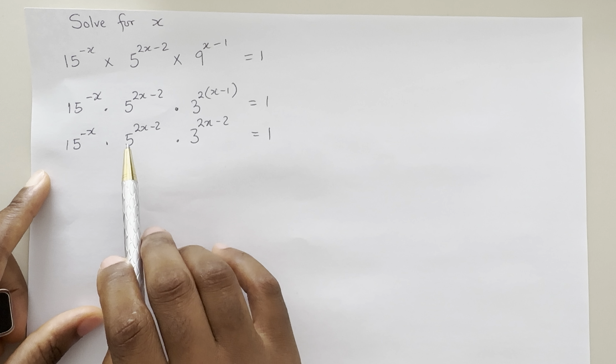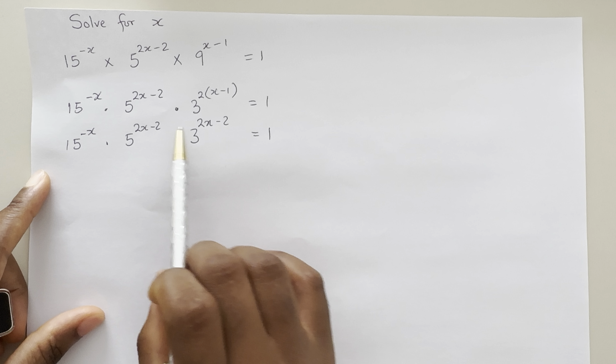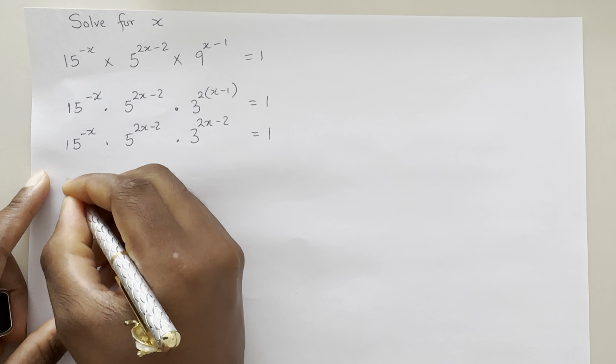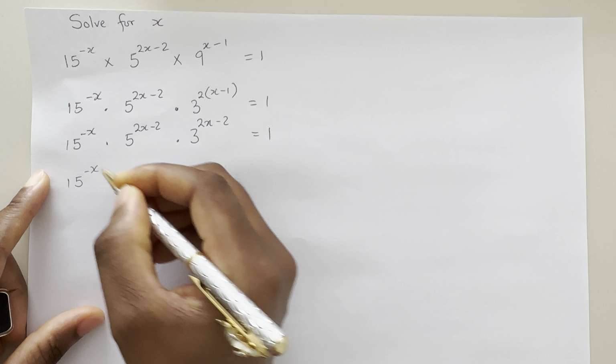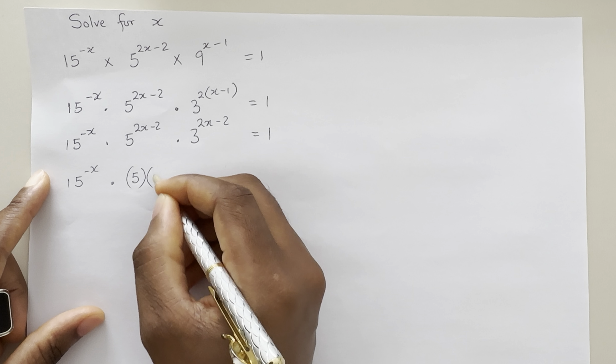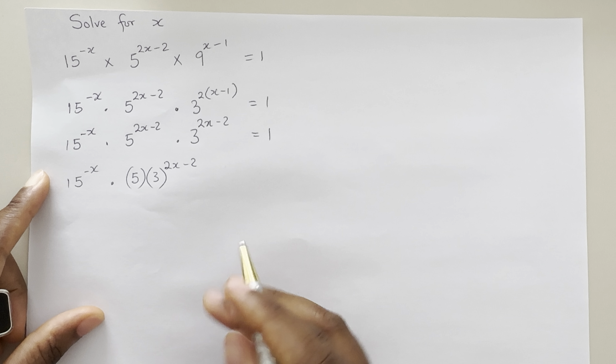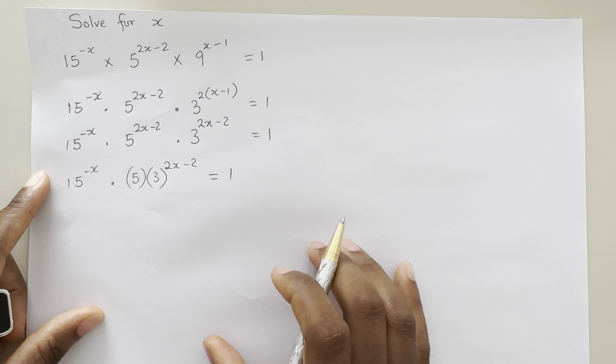Now, as you can see, we have this, and they have the same powers. So we can go right ahead to say 15 to the power of minus x times 5 times 3 to the power of 2x minus 2, because they have the same power.